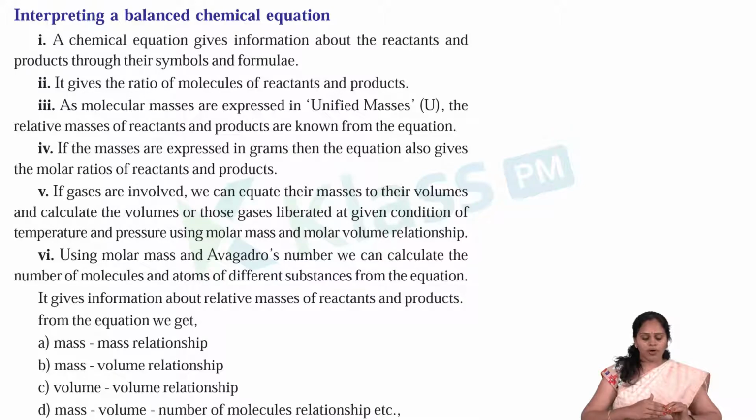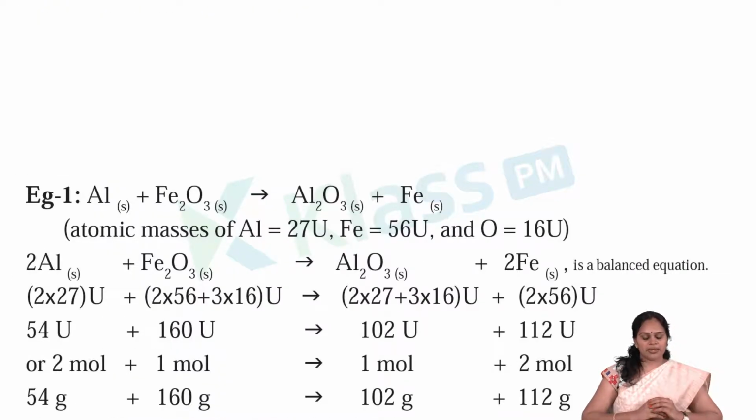If gases are involved, we can equate their masses to their volumes, that is, a volume-mass relation will be there. Using molar masses and the Avogadro number, we can calculate the number of molecules and atoms of different substances from the equation. All these things can be understood with the balanced equation. Let us see examples for a better understanding.